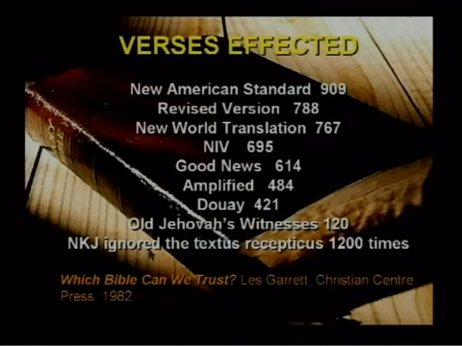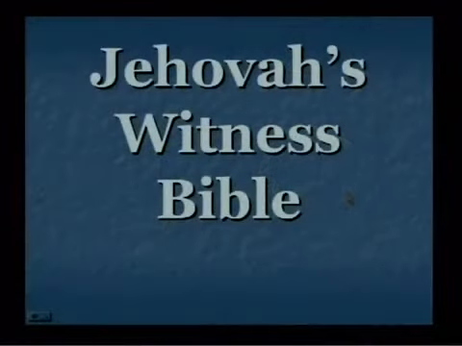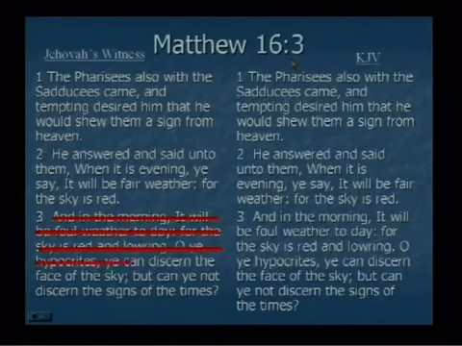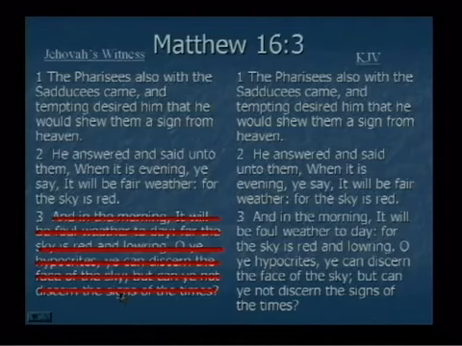The New King James Version ignored the Textus Receptus 1,200 times. The Jehovah's Witness Bible is the first one that was changed. Matthew 16, verse 3, for example. If we go from there onwards, you'll see they removed that one, irrespective of what that text means. I'll show you later in the others that everything that was changed in the Jehovah's Witness Bible has also been changed in the other Bibles, or at least discredited in the margin, if nothing else.